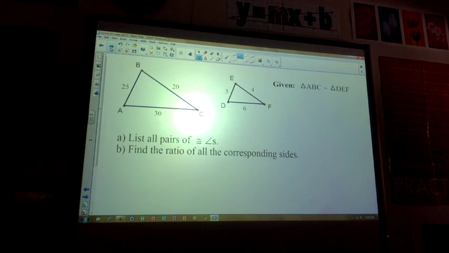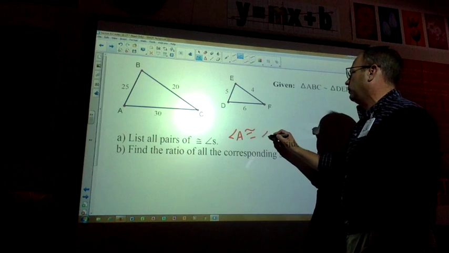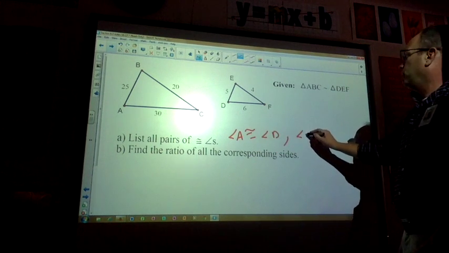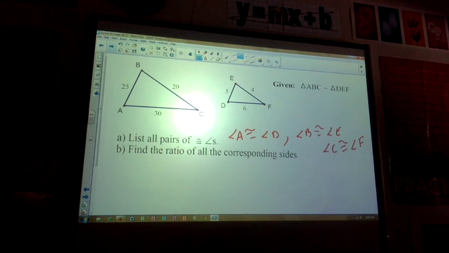Back of the front. Okay, given triangle ABC is congruent to triangle DEF. So ABC, DEF, do they appear to be in the right order when you look at the picture? That works. List all pairs of congruent angles. Well, angle A is congruent to angle D. Angle B is congruent to angle E. And angle C is congruent to angle F. So all those angles are the exact same, since those two shapes are similar to each other.